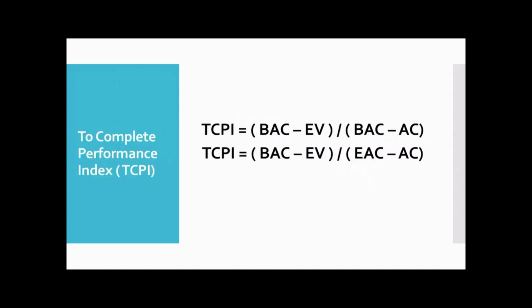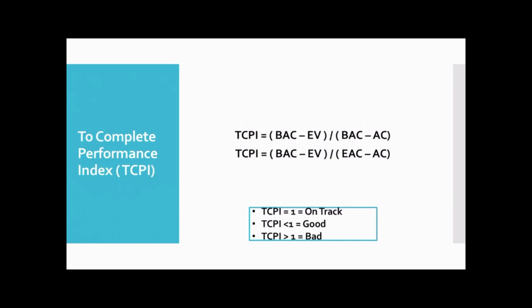To complete performance index, again it's the work remaining by fund remaining. So fund remaining in terms of BAC, you divide by BAC. If the fund remaining is in terms of new estimates, divide by EAC. That's how you have to do it. Okay, so this is the division sign. That's it. So remember this is a bit reverse. If TCPI is 1, you're on track. If TCPI is less than 1, then you are good, meaning at the rate at which you're going, you don't have to put in more money. If TCPI is greater than 1, then it's bad for the project. You need to do something about it.